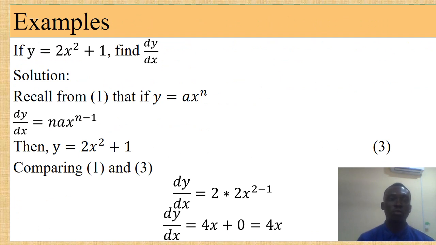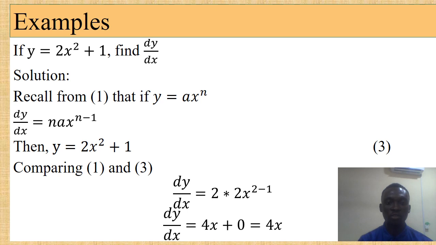Let us take a good look at an example. If y equals 2x squared plus 1, find dy/dx. So recall earlier that y equals ax raised to the power of n. Now let us compare that equation with this question. Your 2, which is the exponential power, comes to multiply the coefficient a, which is also 2, and it gives you 4. Then, if you subtract 1 from the exponential power, you have 1 left as the power.